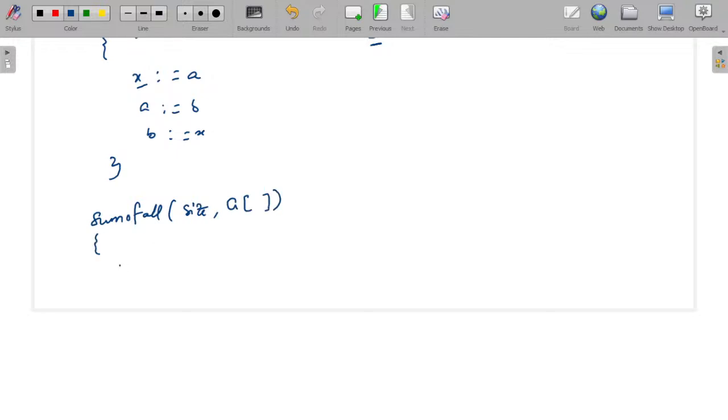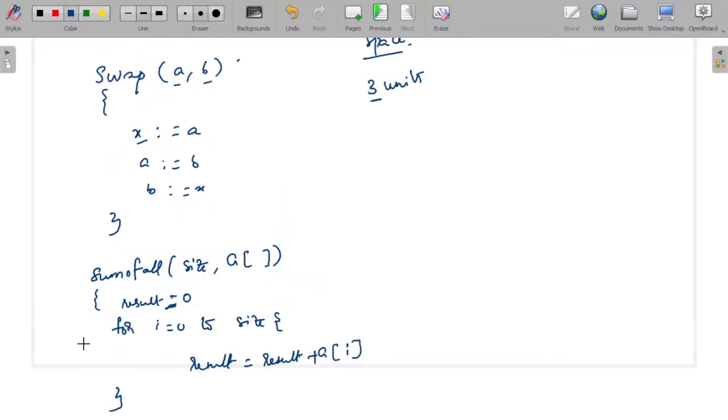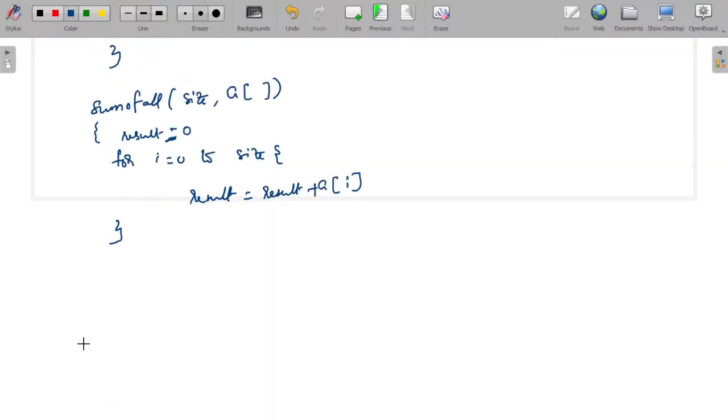Okay, now we have to make use of something called a for loop, and we need one more variable called result. Maybe I'll take 0 initially. So then for I equals to 0 to size of the array. Now how do you compute the sum of all the numbers? It is very simple. Result equals to result plus a of I. Now this particular algorithm is used to find the sum of n given numbers in an array.